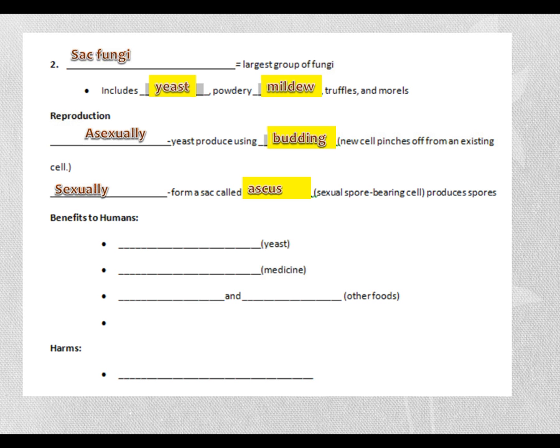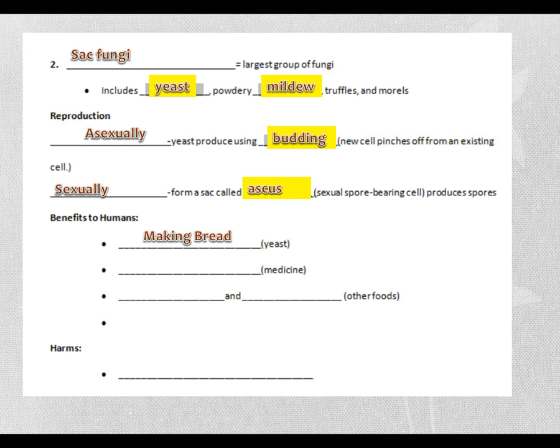It's a form from the sac fungi, and it's actually a sexual spore-bearing cell. So it has spores in it, and it produces the spores so that it can bind with other spores to reproduce more sac fungi. There's some benefit to us. What can we do with yeast besides make beer? Bread. There's also wine can be made from yeast.